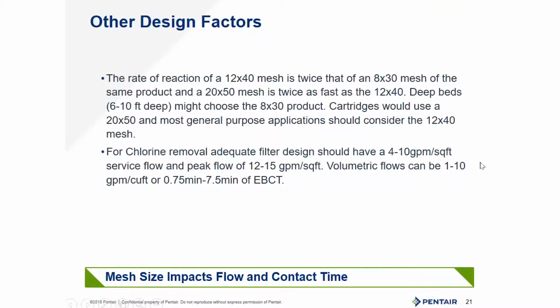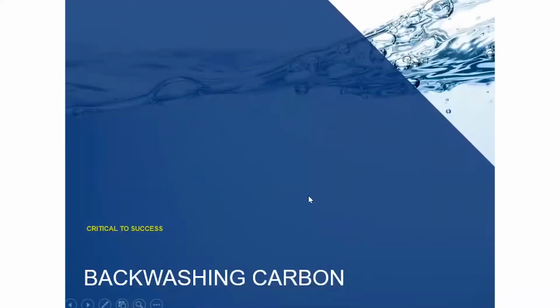Volumetric flows, 1 to 10 GPM per cubic foot. So you can handle up to 10 GPM per cubic foot of material in an activated carbon tank. The more media you have, the more flow you can have. So mesh size impacts flow and contact time significantly. So we've taken those factors into design.